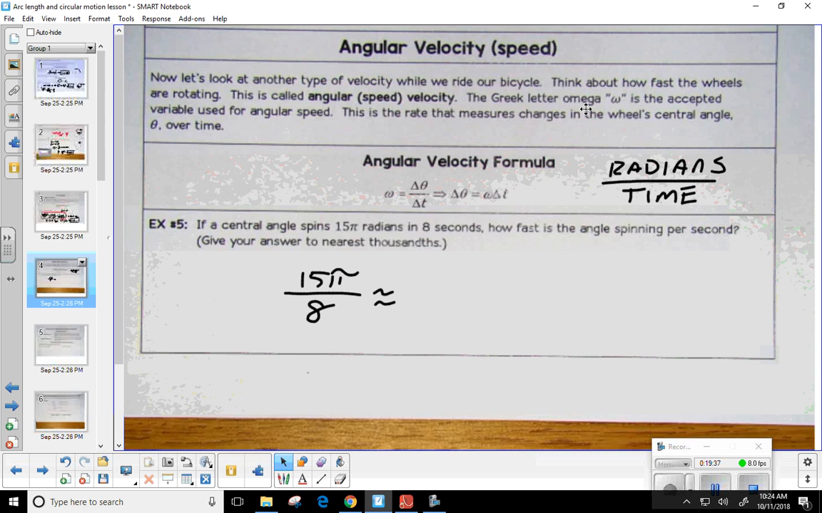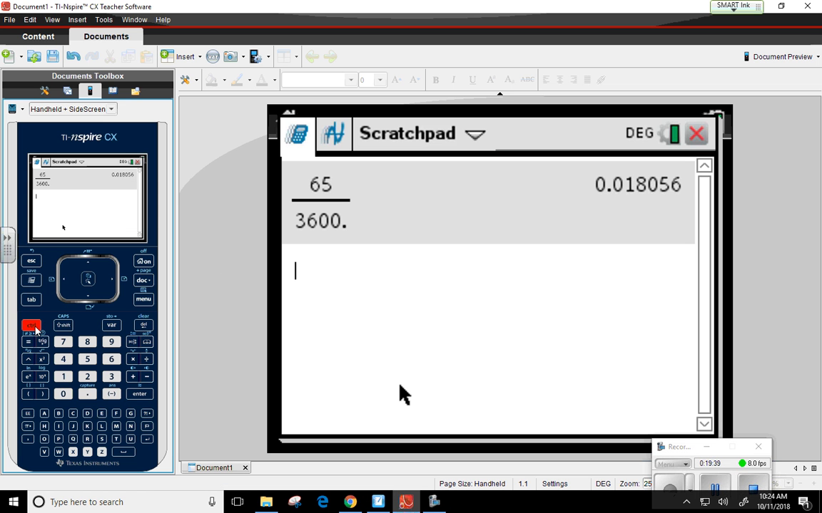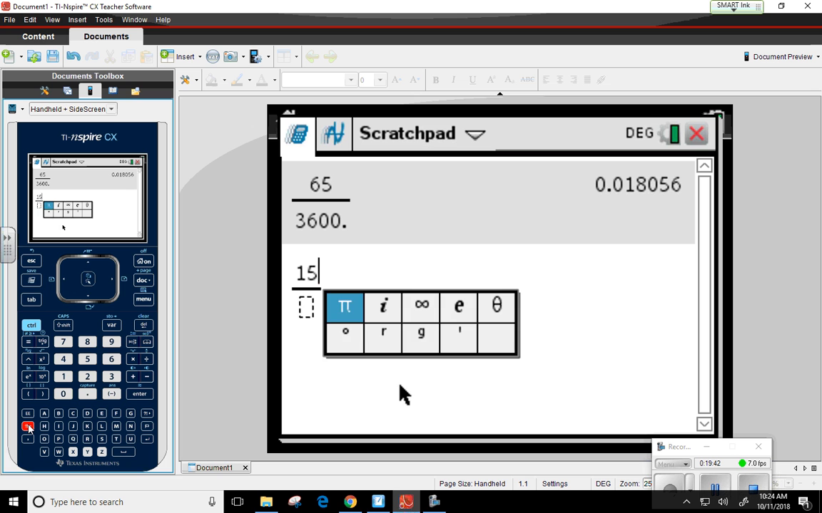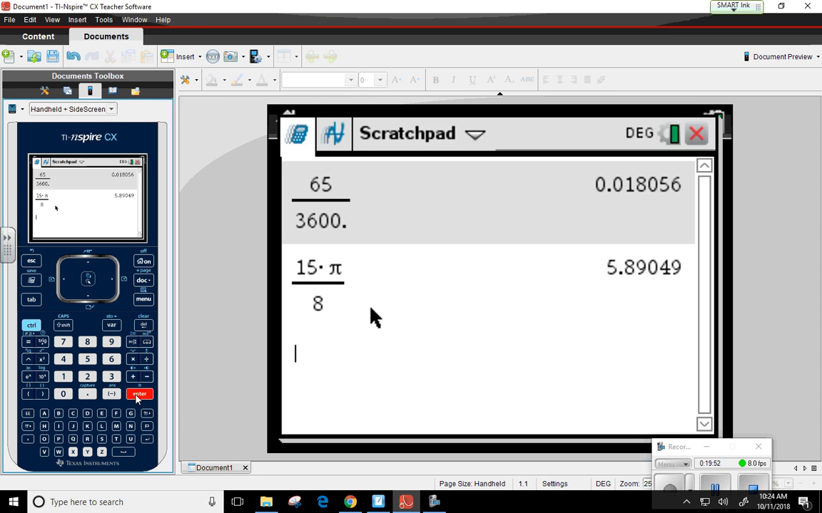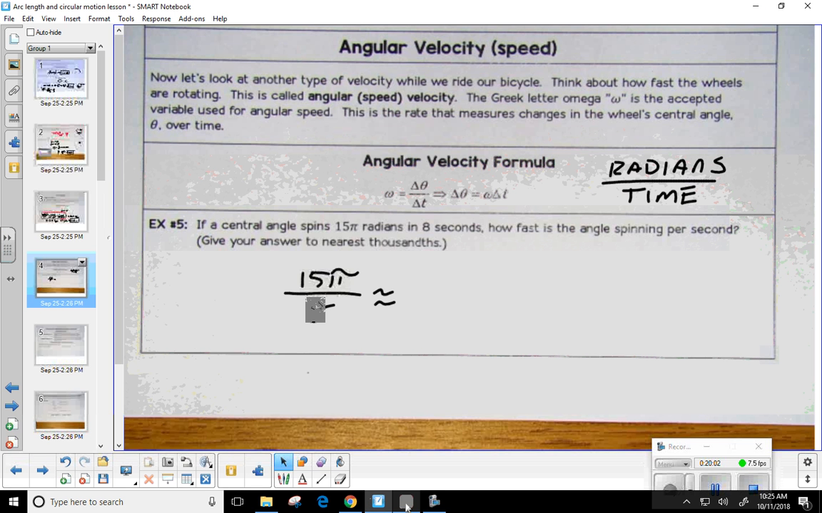All right, so that one was pretty easy to set up. Let's just figure out what that one is: 15 pi divided by 8 seconds. What should I be getting? There we go, so let's say about 5.9. Okay, radians per second. Oh no, actually this one is running to the nearest thousandths. I'm sorry, so what was that? 5.890 radians per second. There we go.